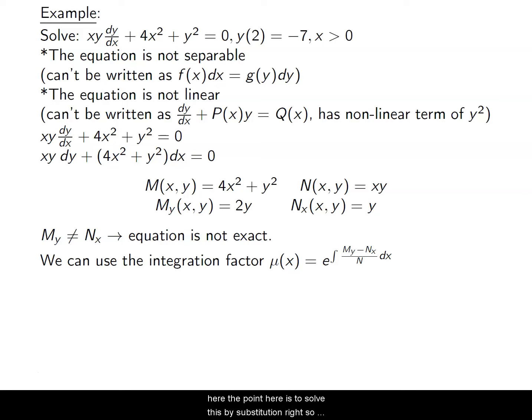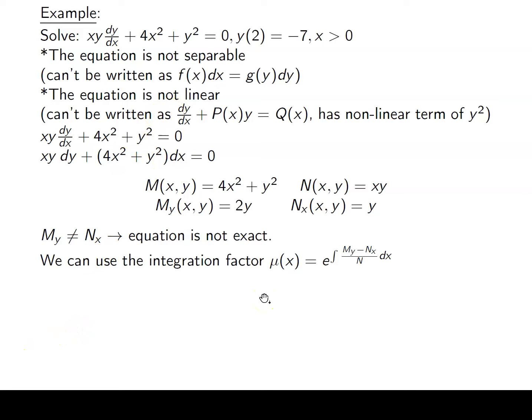The point here is to solve this by substitution, right? So that you're familiar with the substitutions. So if you want to, you can go ahead and pause this video and solve this by integrating factor and check, I should say, that your solution matches up with the solution we're going to derive now, right? So go ahead, pause the video, and solve this equation using the integrating factor, okay? And then that way you can write along with us the notes that we're going to have for a substitution, right? So go ahead and pause now if you want.